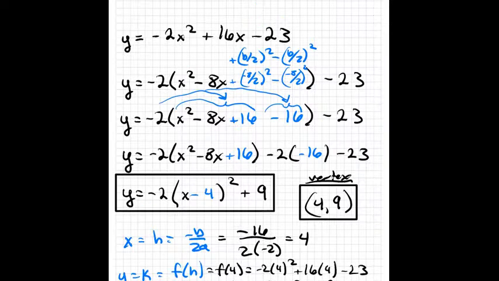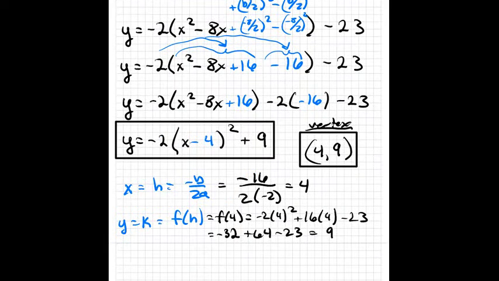So vertex, what else? The axis of symmetry is just the x-coordinate of the vertex. So the axis of symmetry is going to be x equals 4. Again, that's just the x-coordinate of the vertex.